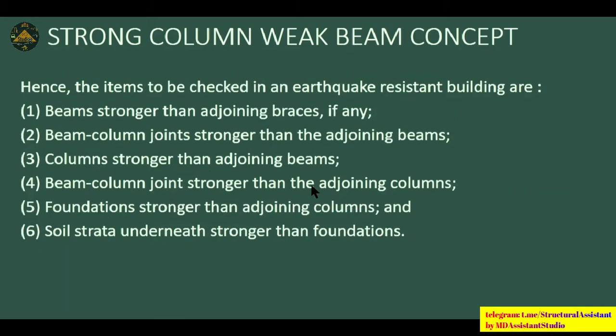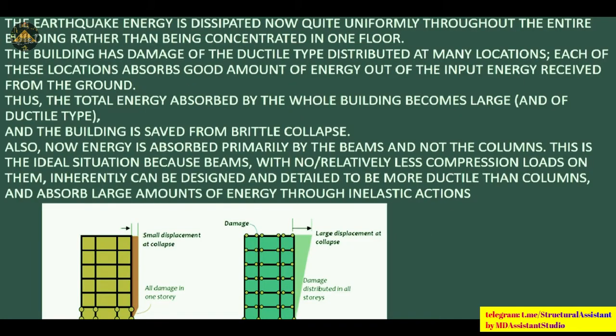The items that need to be checked in earthquake resistant buildings are: beam should be stronger than adjoining braces, beam column joint should be stronger than the adjoining beams, column should be stronger than the adjoining beams, beam column joint should be stronger than the adjoining columns, foundation should be stronger than the adjoining columns, and the soil strata underneath the foundation shall be stronger than the foundation. Basically, earthquake energy is dissipated uniformly throughout the entire building, rather than being concentrated in one floor. So the total energy absorbed by the whole building becomes large and of ductile type, and the building may be saved from brittle collapse.